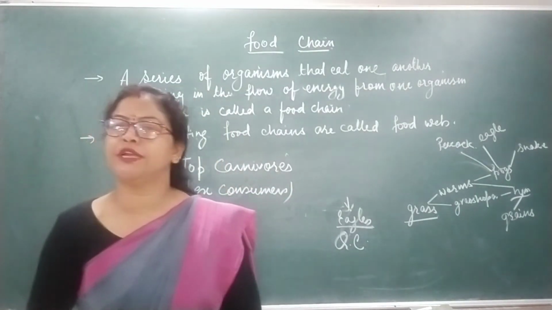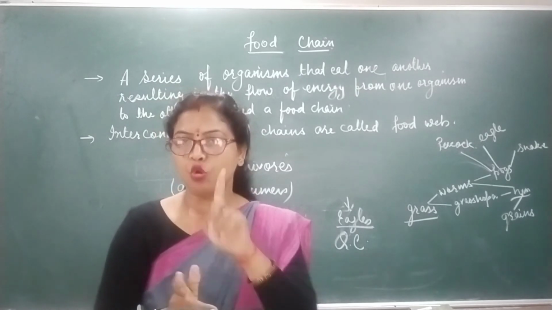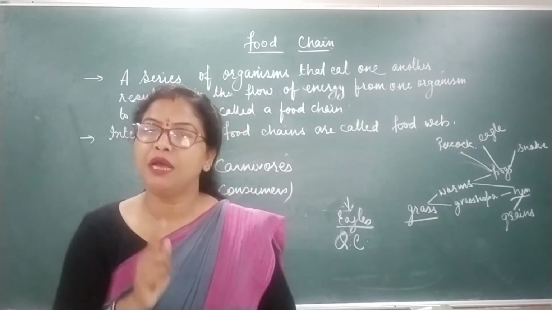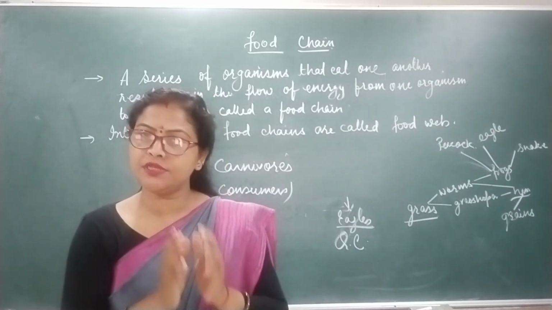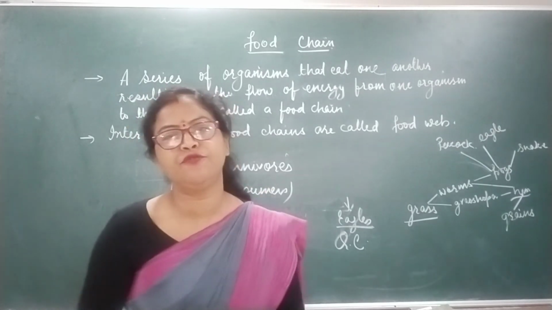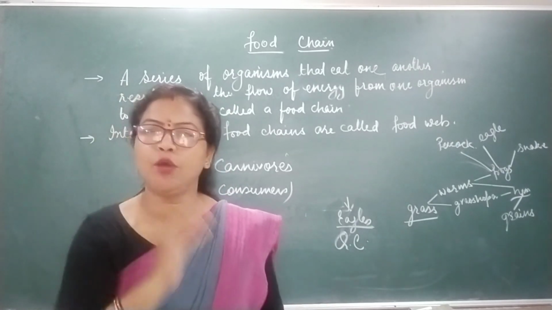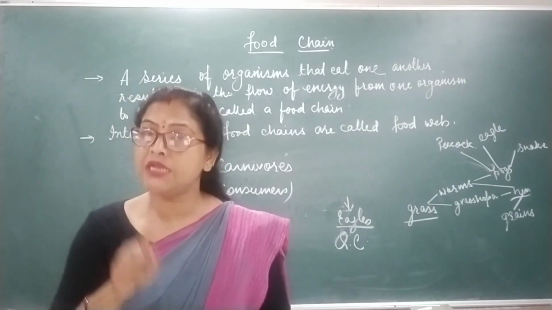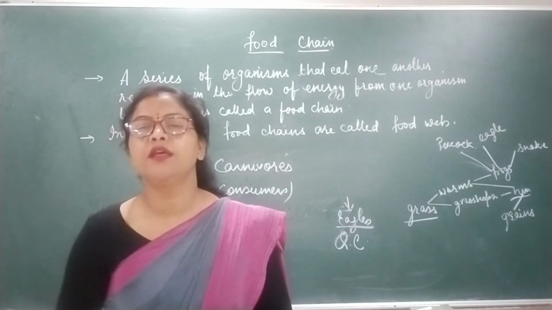In any food chain, the start of the chain is always the plant. Plants means producers. Producers are always first in the food chain. And whosoever is at the last is called top carnivore or apex consumer. Thank you all.